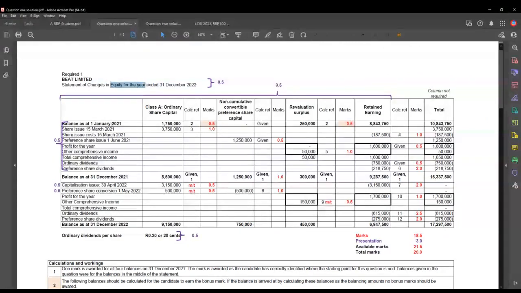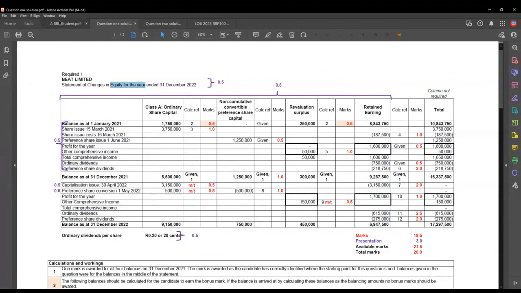So you're supposed to present the prior year figures at the top of the changes in equity statement. Then you'll have the closing balance for the prior year, which is obviously the opening balance for the current year. And then you need to have all the elements that relate to the current year. Now, that's how it should be presented.